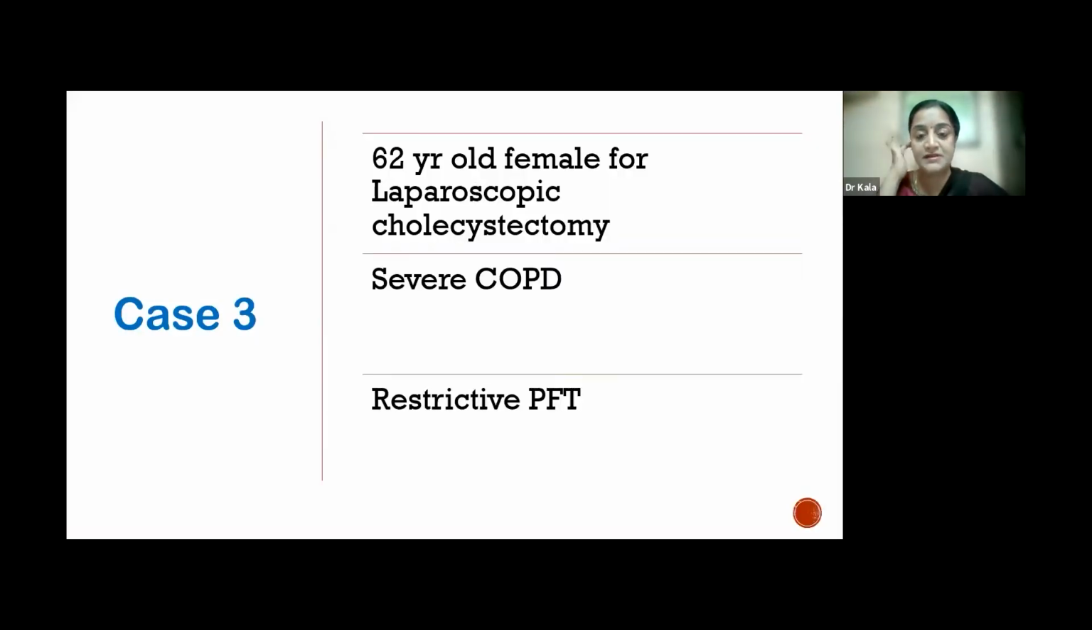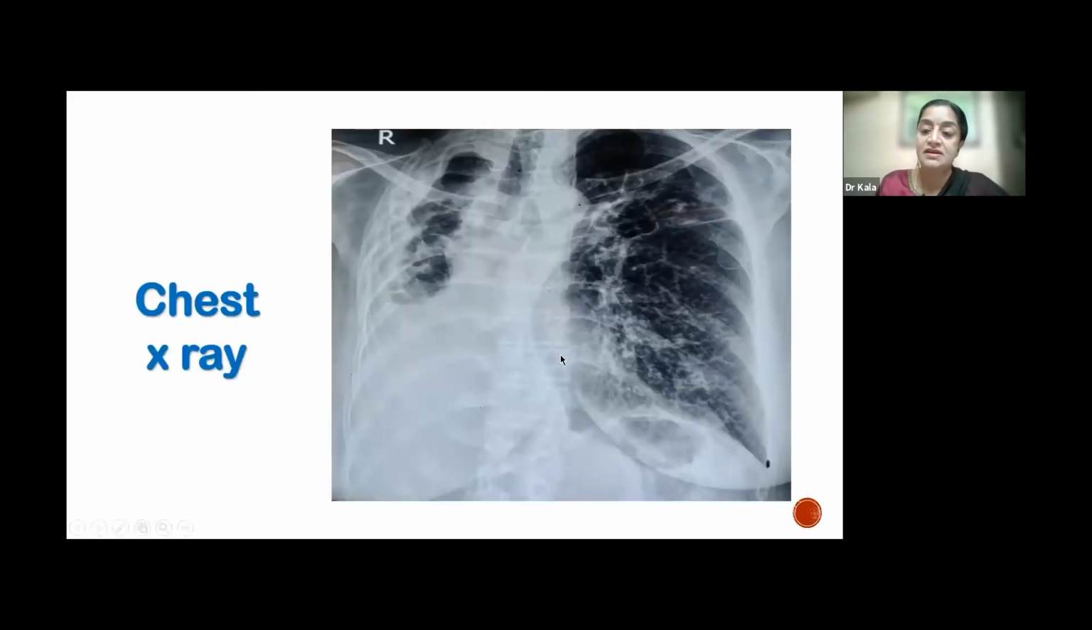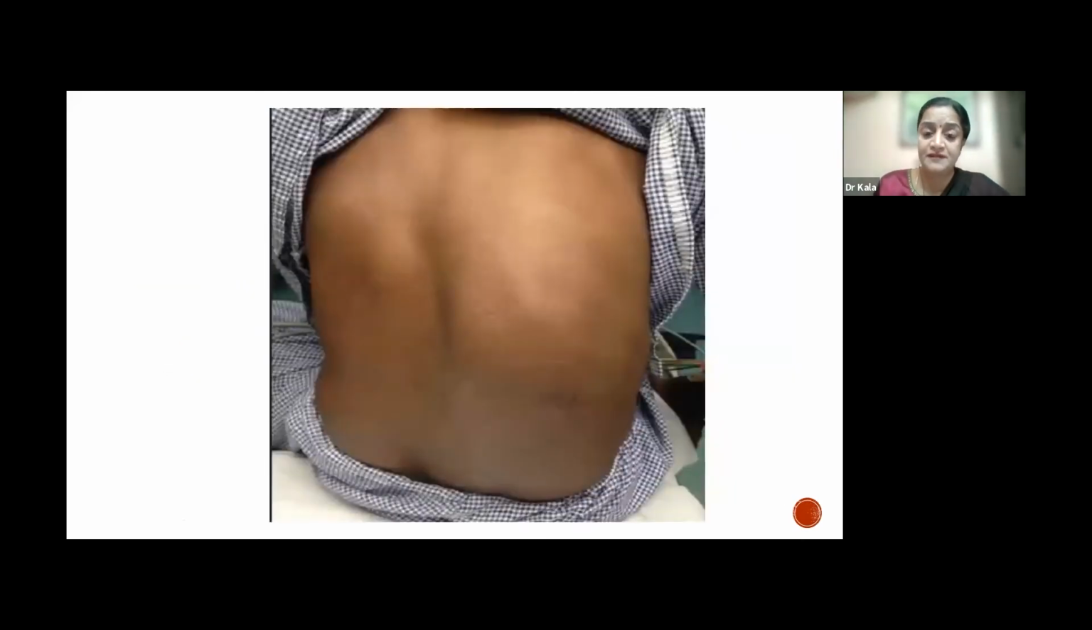Now, a 62-year-old female patient for laparoscopic cholecystectomy had severe COPD with restrictive pulmonary function test. This was her chest X-ray. Here, the laparoscopic cholecystectomy was done under thoracic segmental spinal anesthesia at T9-10. Okay. 2 ml of 0.5% levobupivacaine was given, and sedation was given in the form of fentanyl 50 mics and midazolam 2 milligrams only. This was the spine of that patient where we entered the spine using a 26-gauge spinal needle at around T8, T9 level.